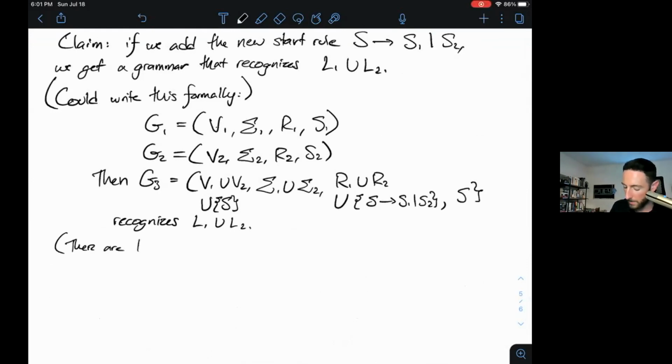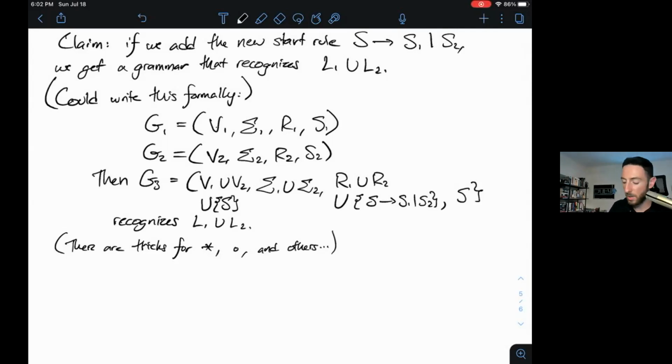And I'll tell you, there are tricks for star and concatenation and other things as well. And you'll see these on the homework. That's all I'll say there. So that's our rapid review of the CFG stuff we did last time.